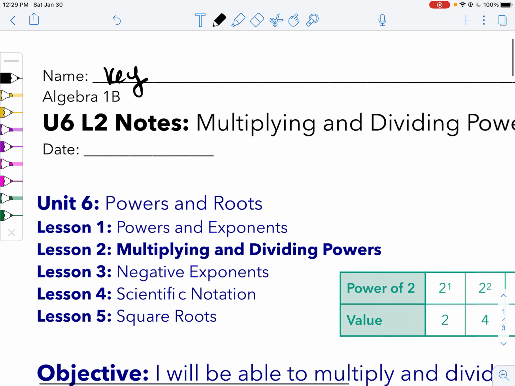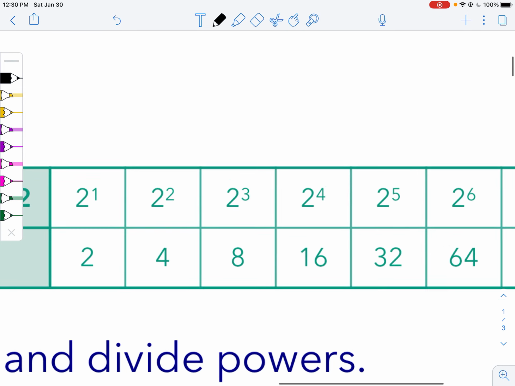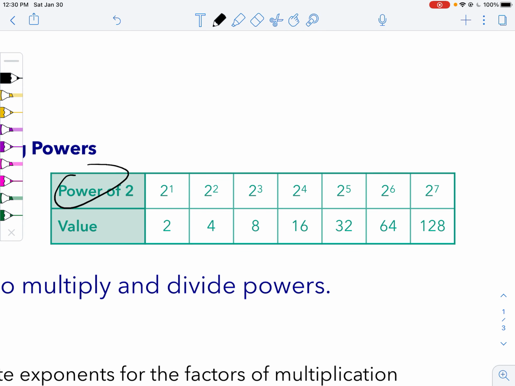Welcome to your Unit 6 Lesson 2 notes on multiplying and dividing powers. Today I'm just going to show you some shortcuts that you can do when you multiply and divide. So remember that a power is an expression where you have a base and an exponent. Here our base is 2 and our exponent is 1, etc.